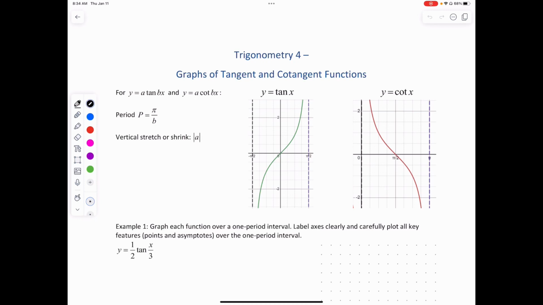Hello, and welcome back to another Orange Coast Mathematics video. In this video, we are going to be talking about graphing the tangent and cotangent functions, and we're going to see a lot of similarities in this video compared to the last video where we graphed sine and cosine functions.